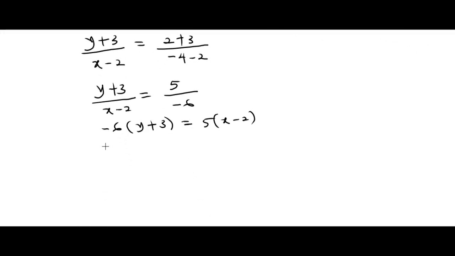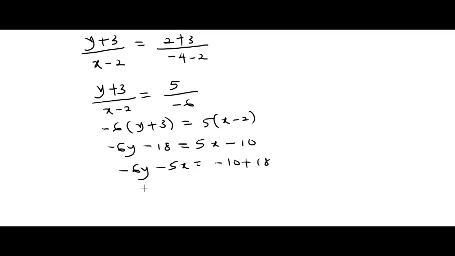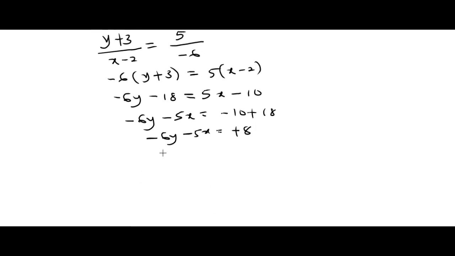So if we open this bracket, we have minus 6y minus 18 equals 5x minus 10. So this is minus 6y minus 5x equals minus 10 plus 18, that is plus 8. So let's divide through by minus 1 in order to eliminate this negative sign we have here. So we have 6y plus 5x equals minus 8.